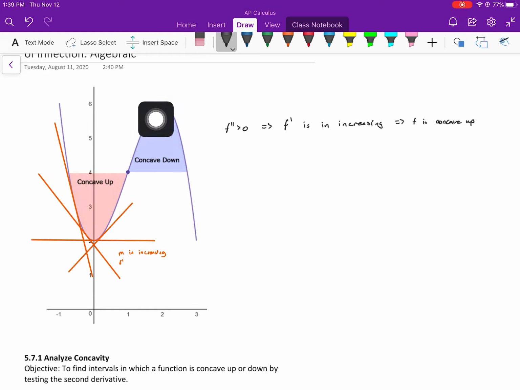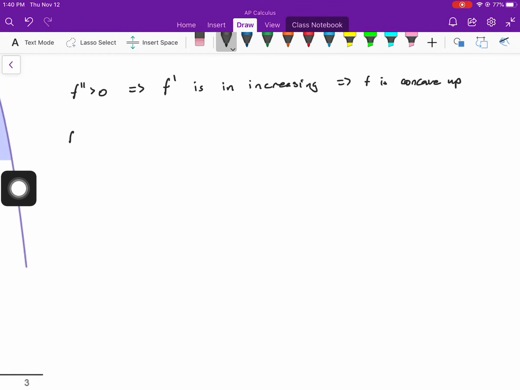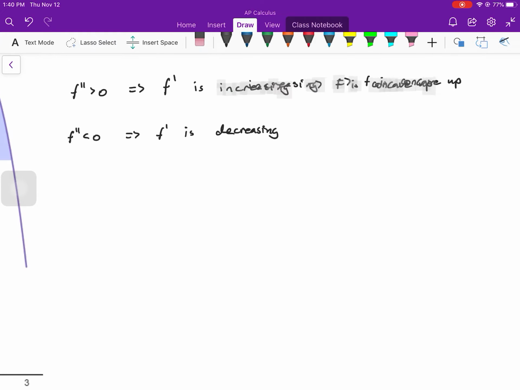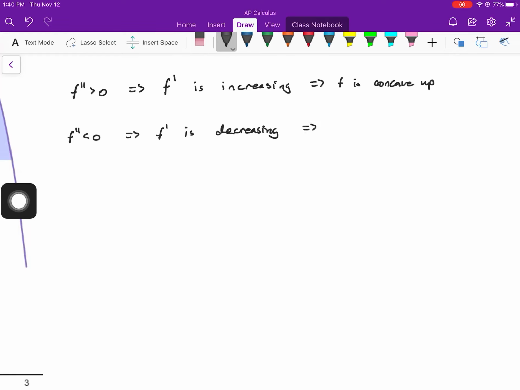Similarly, you'll see the derivative, the slope, if it's decreasing, see it's positive, it goes to 0, then it goes negative. You can see our slope is decreasing. So if our second derivative is negative, then that means that f prime is decreasing. I just saw a little typo. Let me fix this. So if f double prime is negative, then f prime is decreasing, which tells us that f is concave down.